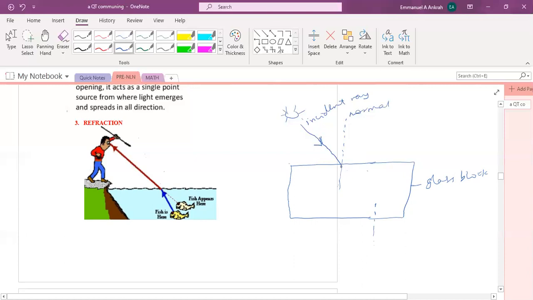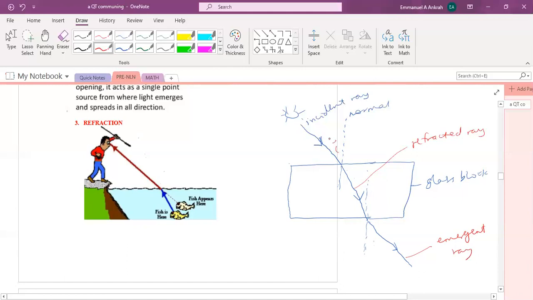It doesn't go straight, but it ends up bending a little bend. Let me redraw the normal here. And then as it comes out, it moves away from the normal. This ray here is known as the refracted ray. And the ray that comes out is the emergent ray.